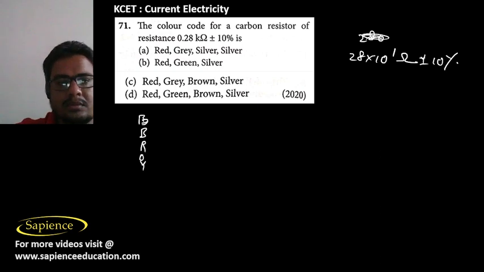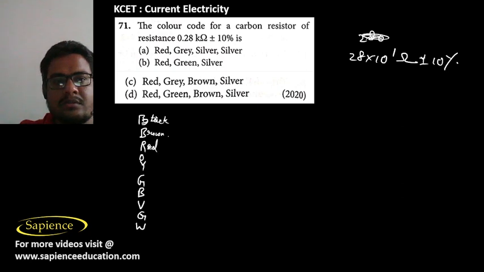So we know that the color code of resistor is BBROYGBVGW. So this is black, brown, red, orange, yellow, green, blue, violet, gray, white, then gold, silver, then no color.